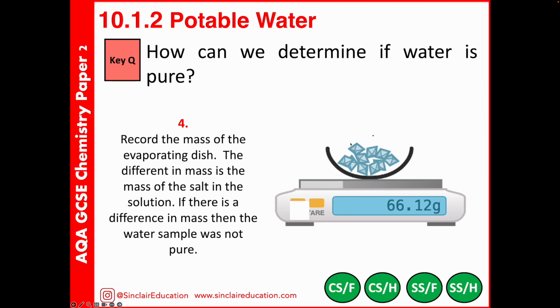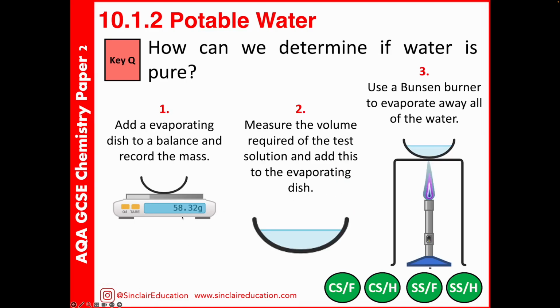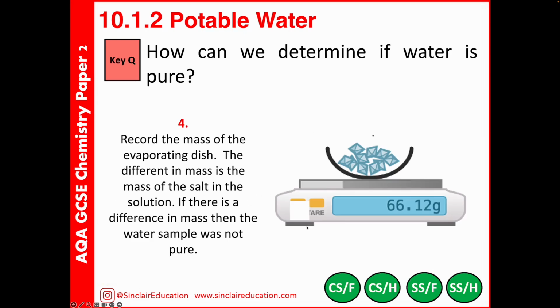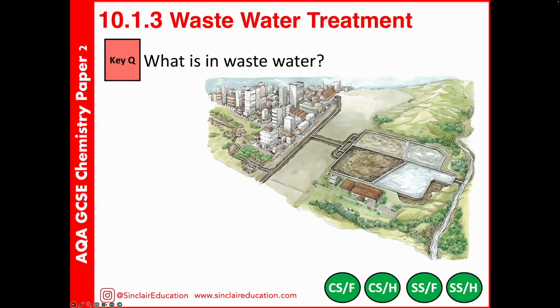If the water sample was completely pure, we would find that the container, if it weighed, for example, 58.32 grams at the beginning, if the water was chemically pure, it would still weigh 58.32 grams at the end because all the water is evaporated. But if the substance was not chemically pure and some of the substances dissolved have remained on that balance, what we'll now find is that actually we're going to have an increase in mass.